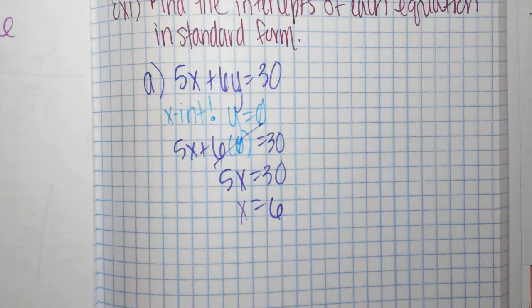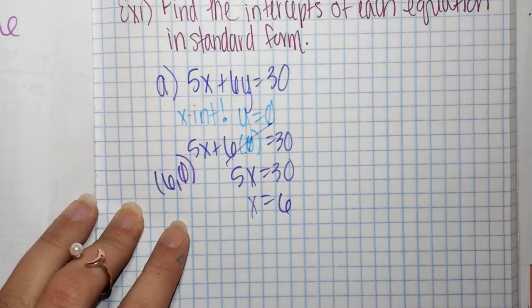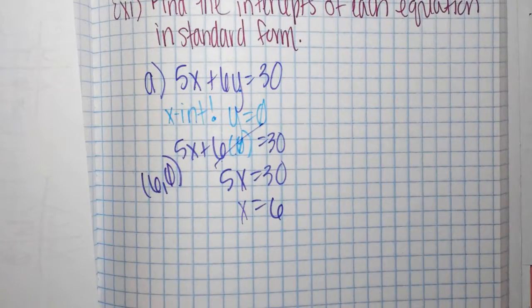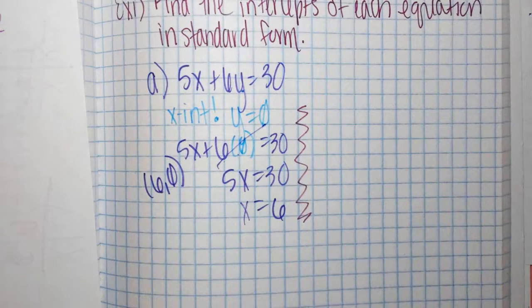All right, now, we found a coordinate, correct? That's what we were finding. Our x-intercept is a coordinate. How do we write our coordinate? 6, 0. Take a point. That's it. That's all we did. Now, we are not graphing yet. All we're doing for the first part of today is just finding our x and y intercepts.